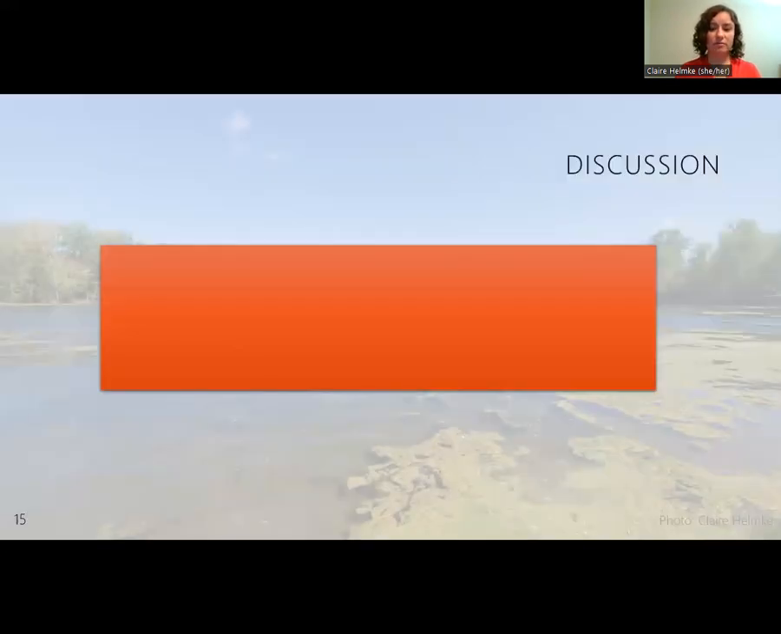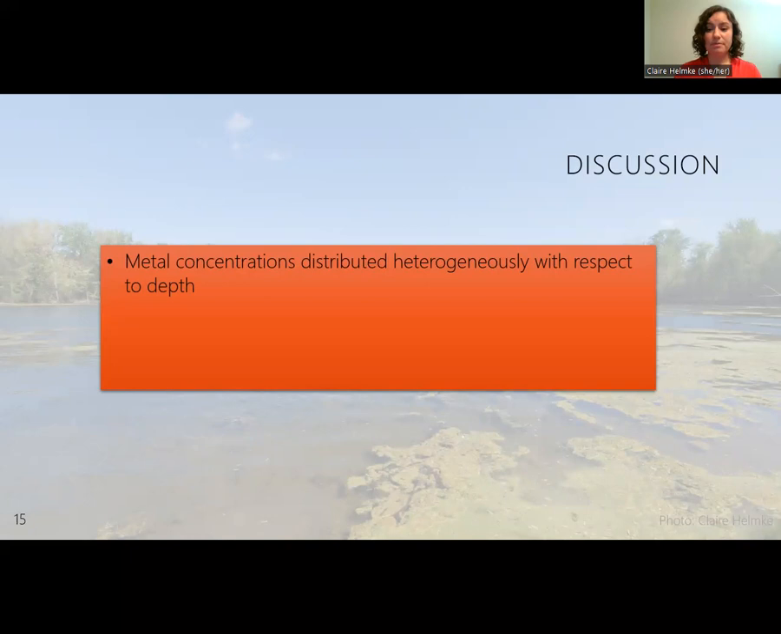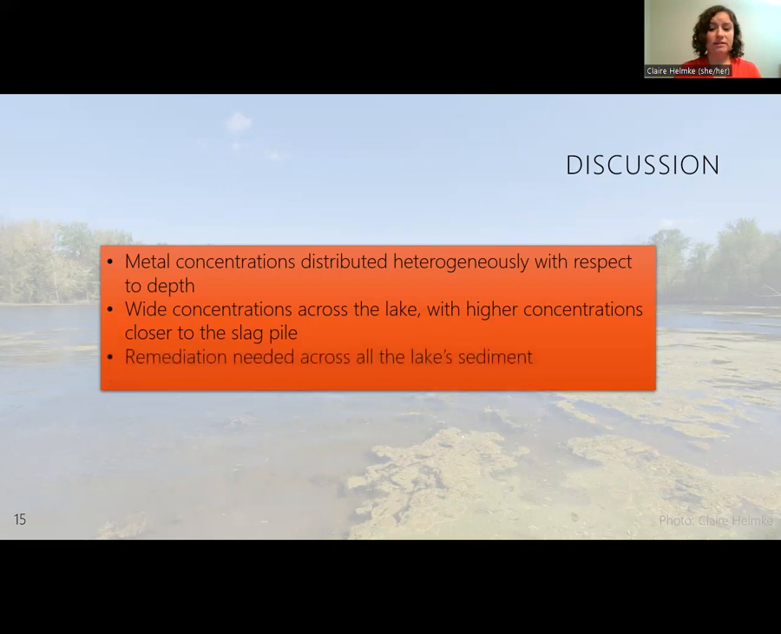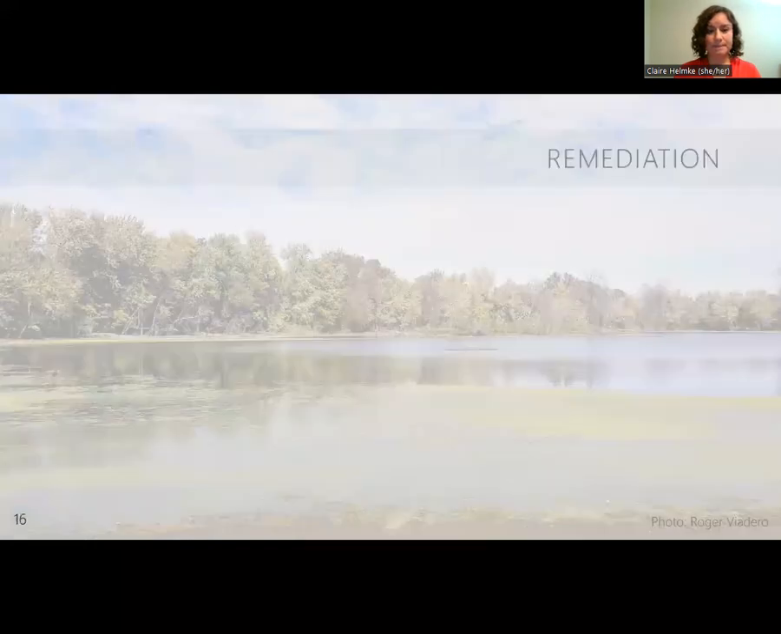So this leaves us with the information that metal concentrations are distributed heterogeneously throughout the lake sediment with respect to depth. This heterogeneity is also seen across the lake, but with higher concentrations closer to the slag pile, as was previously proposed. However, to accurately remediate the site, we cannot focus on only one part of the lake, but have to consider a plan that removes metal concentrations from all of the lake sediment.